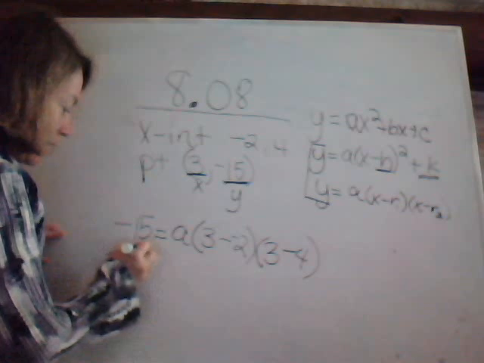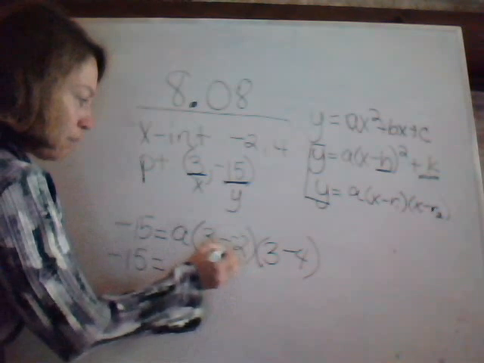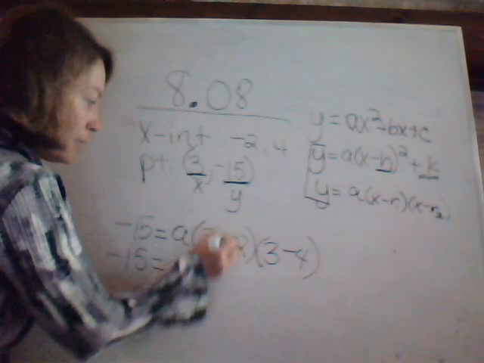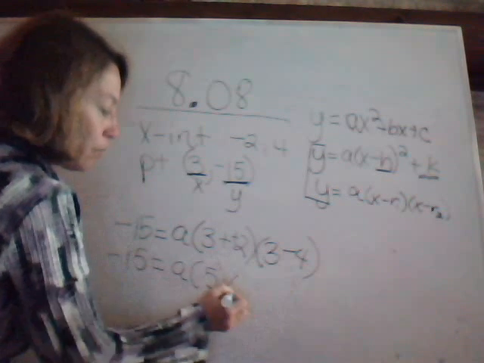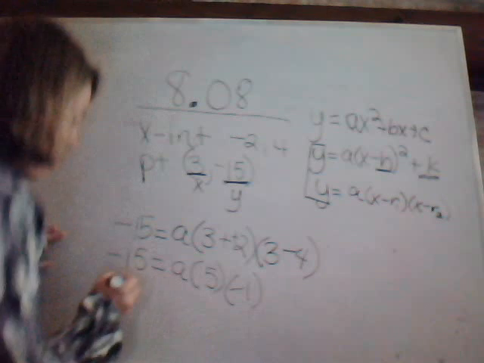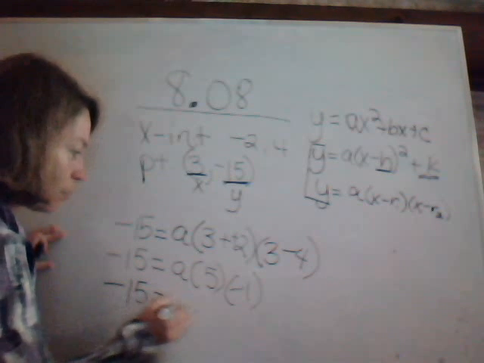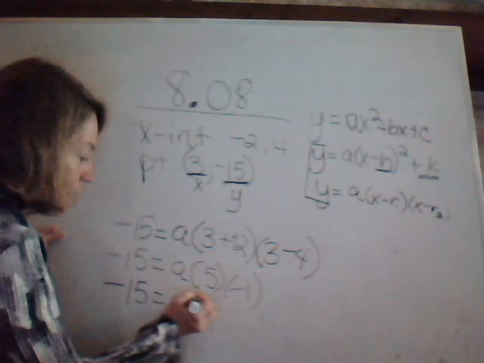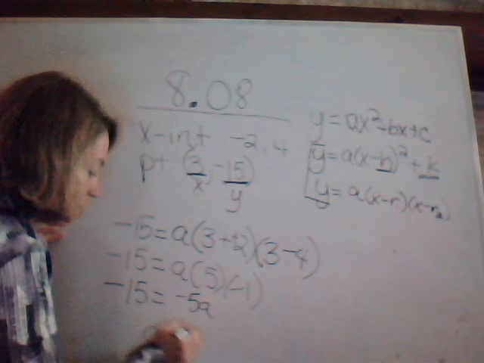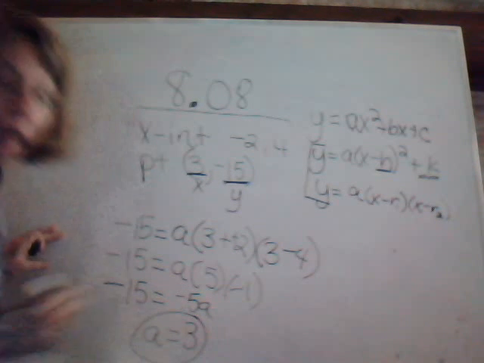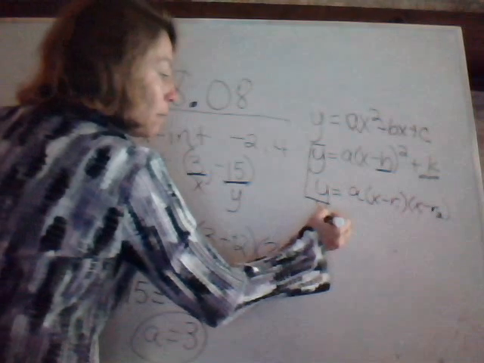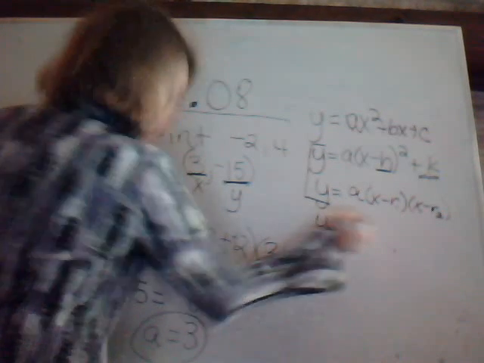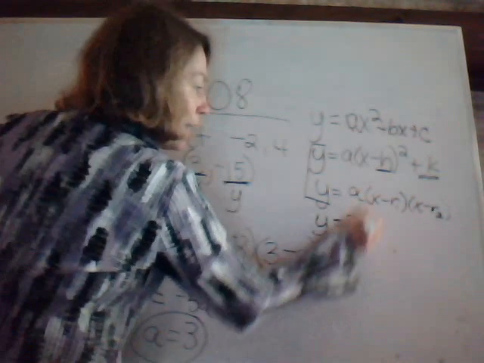So I'll bring down my negative 15. I'm going to simplify this to a times, double negative is a positive, 5 times 3 minus 4 is negative 1. So I have negative 15 equals, and if I simplify this, I get negative 5a. So a is positive 3. Now that I have a is positive 3, all I have to do is go back and plug it in. So I'm going to plug in y equals positive 3 for my a.